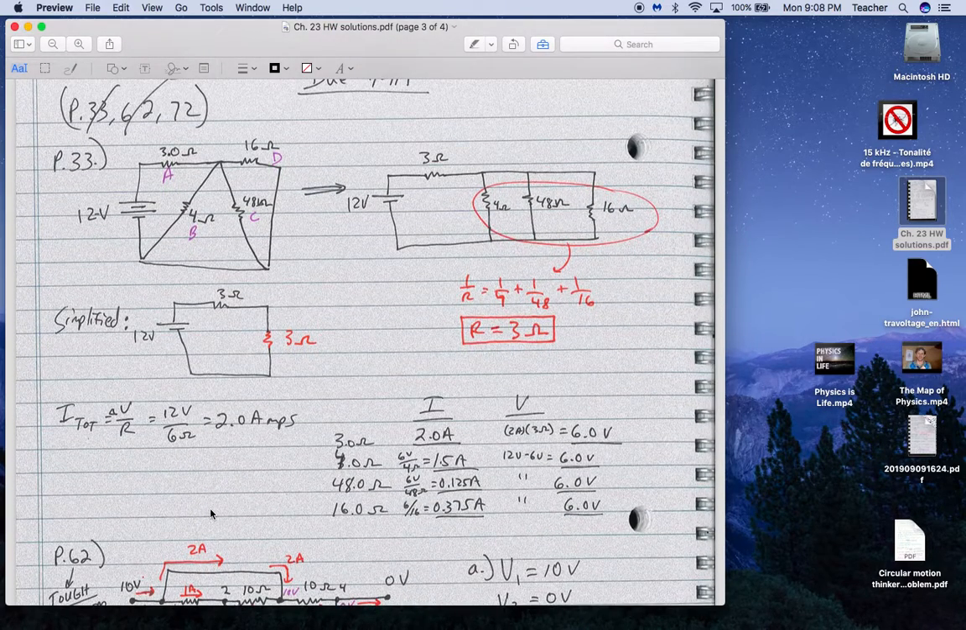For P33, I was asking you to find the voltage and current through each resistor. So I labeled them A, B, C, D. I don't know why I did that because they were all different. So I stopped doing that notation earlier or later.